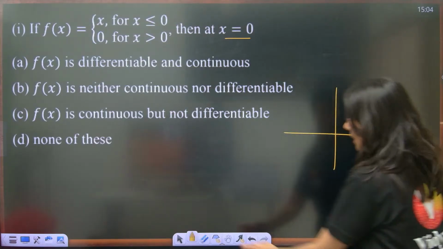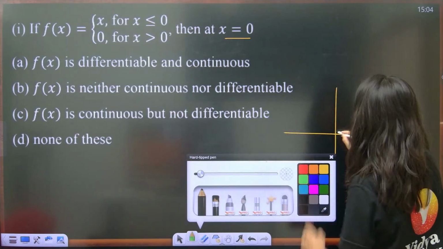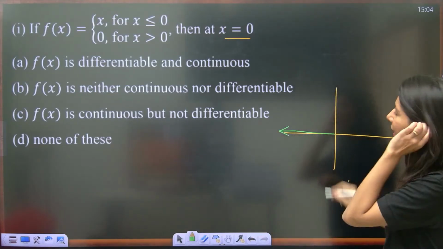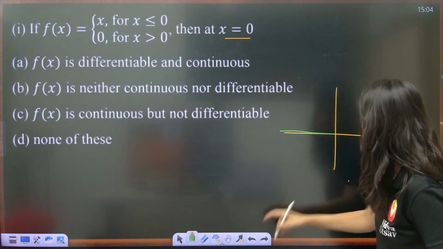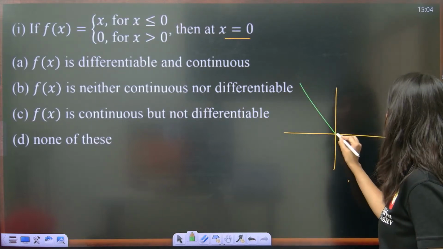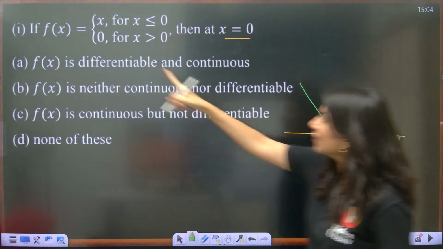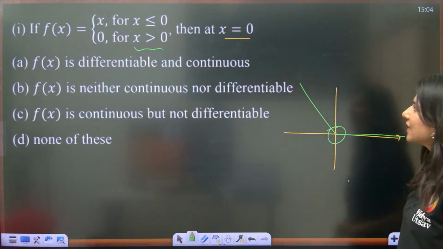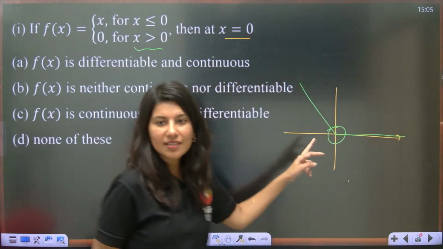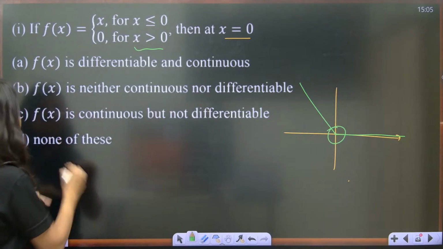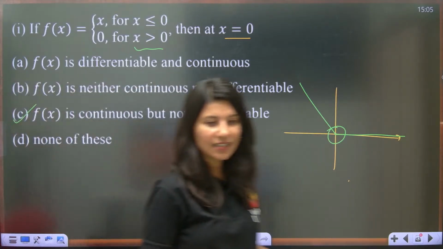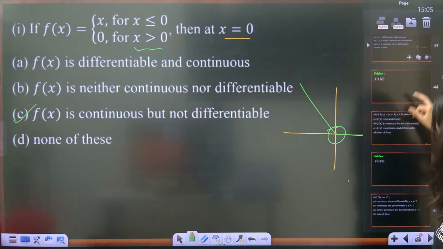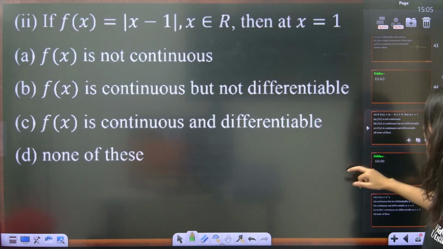So this is your graph of the function. Let's plot y equals x for x less than or equal to 0, this is the line, and y equals 0 for positive x. So this is your thing. Can you see the graph is continuous, but there is a sharp corner? So it is continuous but non-differentiable. Very clearly we can say. Okay, this is the last question. Option C is correct. Now the next part.